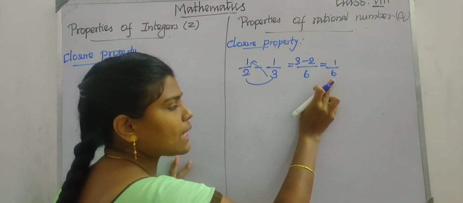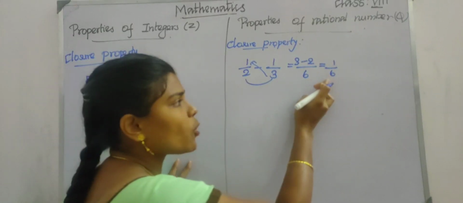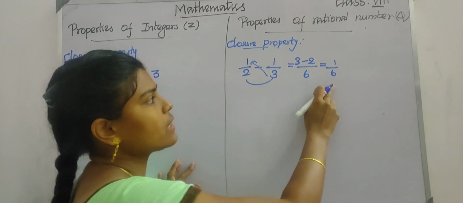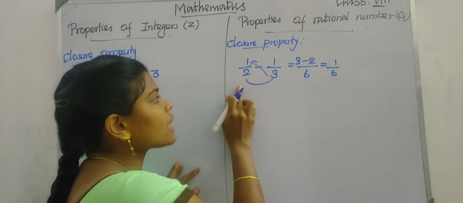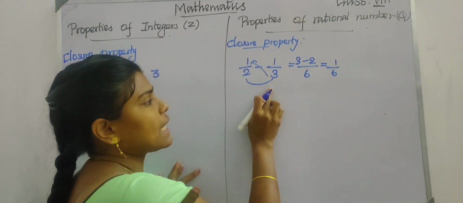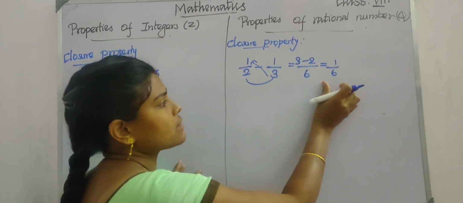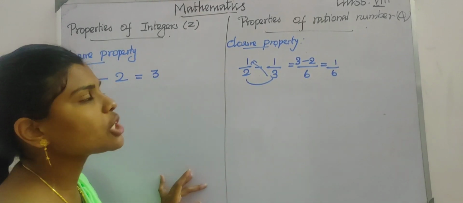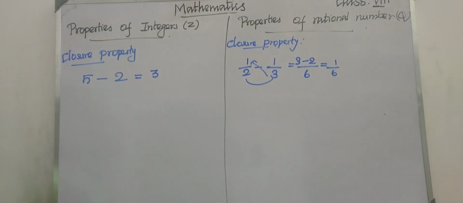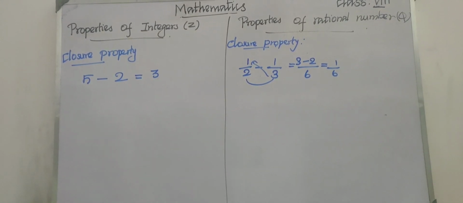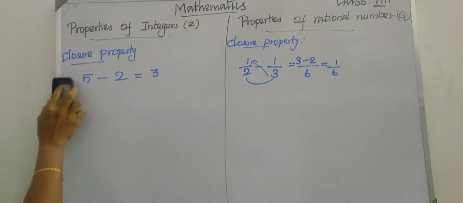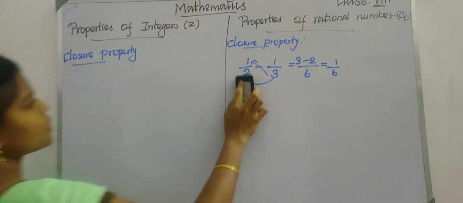Now see, it is also a rational number. It is in the form of p upon q where q is not equal to 0, right? So if you are subtracting any two rational numbers and you get a rational number as the answer, that is called closure property. Children, subtraction of rational numbers holds closure property. It satisfies closure property. So let us see the multiplication of integers and multiplication of rational numbers.